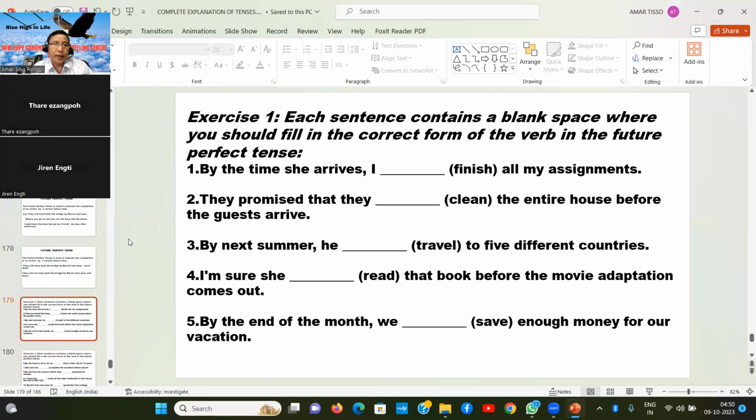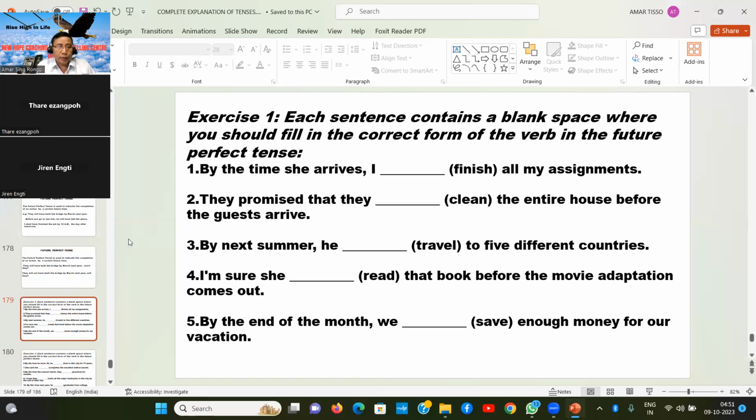You may read this and fill up the blank. By the time she arrives, I will have finished my assignments. What is the spelling of finished here? Ed must be there. Finish, finished. By the time she arrives, I will have finished my assignments.